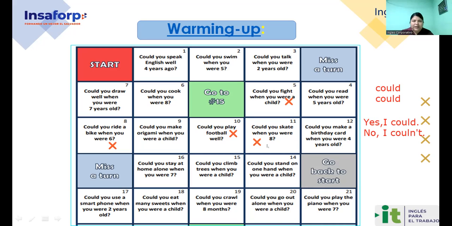Lady. Okay, so what is the question? 12. Could you make a birthday card when you were 4 years old? No, I couldn't. Just a drawing for Santa Claus. Yes, no? Yes, I could. Ah, okay. So you could write, make a birthday card, right? A drawing, probably. Okay, lady, please pick a question and select your victim.